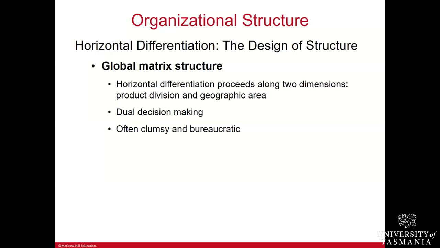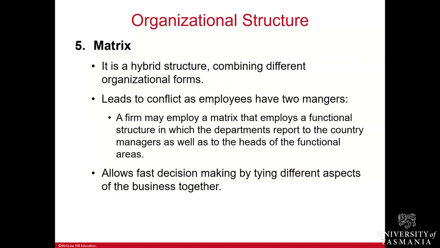You can think that in this model, product division differentiation and geographic area division correspond to each other. They're crossing each other in this model. In the global matrix structure, we are applying two different structures. I'll show you that. Dual decision making is happening here, often clumsy and bureaucratic. It's a hybrid structure combining different organizational forms, and it leads to conflict as employees have two managers. A firm may employ a matrix with a functional structure in which the departments report to the country manager as well as to the heads of functional areas.